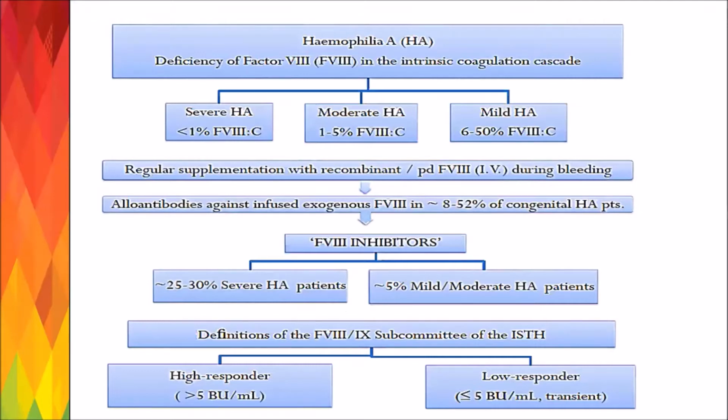Now, the treatment of these patients is regular supplementation with either recombinant or plasma-derived factor 8 during the bleeds. But the problem is, because of this regular supplementation to patients who do not have factor 8, the immune system considers it as foreign, and 25 to 30% of these patients develop inhibitors against factor 8. Once this is developed, factor 8 is not an option for treatment because it doesn't work. So we have factor 8 inhibitors. In severe hemophilia patients, it's around 25 to 30%, whereas in mild and moderate hemophilics, it's just 5%.